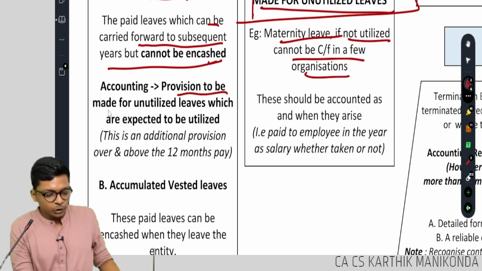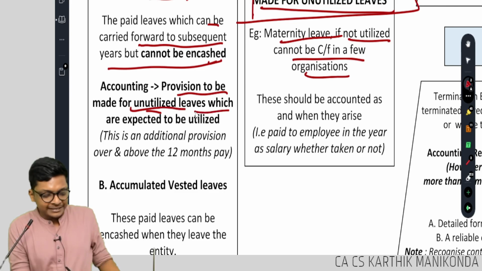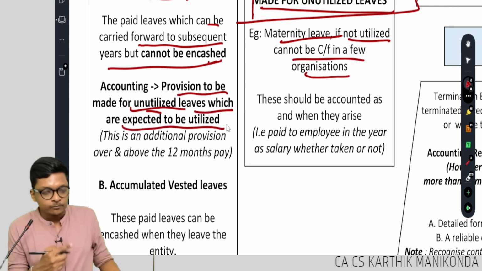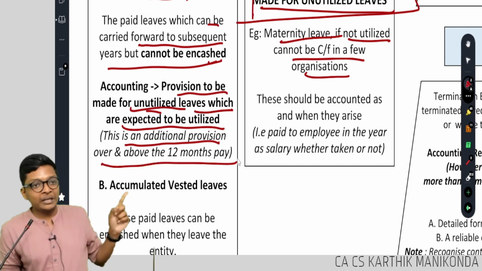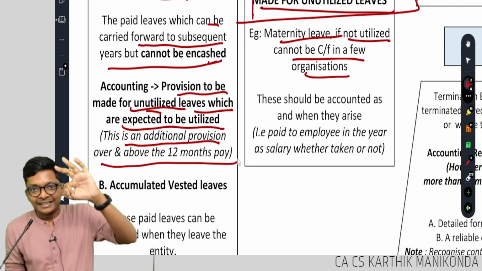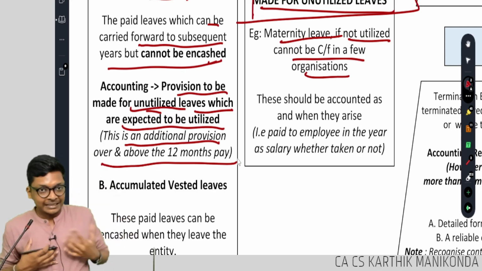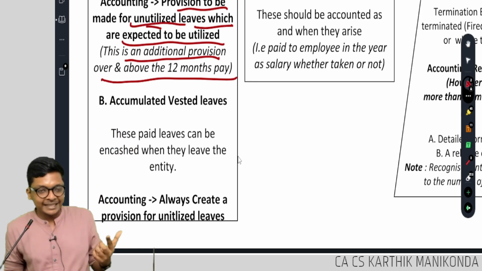Accounting: a provision is to be made for unutilized leaves which are expected to be utilized. This is an additional provision over and above the 12 months pay. We saw 12 lakhs, and we debited 13 lakhs. Easy, tricky but easy. Okay. Second, easy.